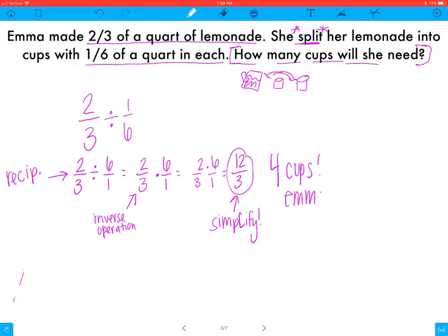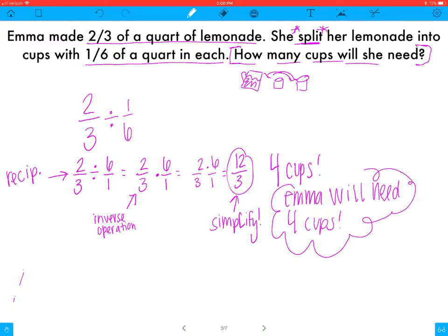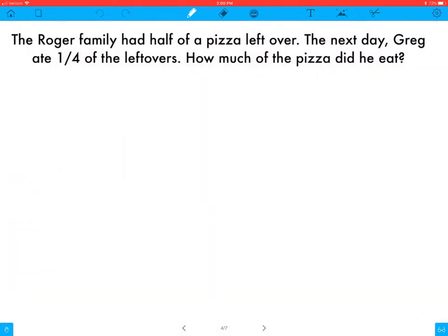4 cups is how much she will need. You can also do this with a model. That would be a great idea as well. With questions like this, always go back and revisit it. The questions will give you clues, no matter how difficult they are. They're going to give you clues as to, hey, look at me. This is telling you what operation to use. And that's what revisiting is important for.